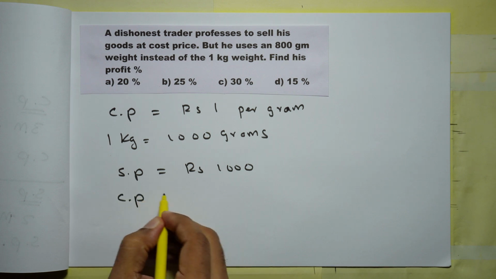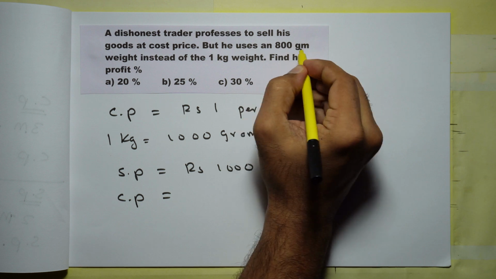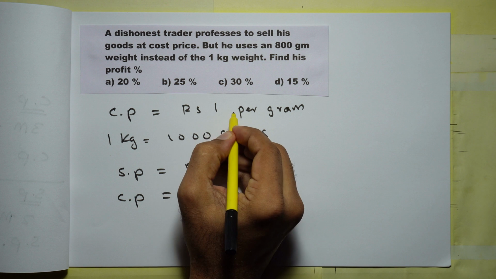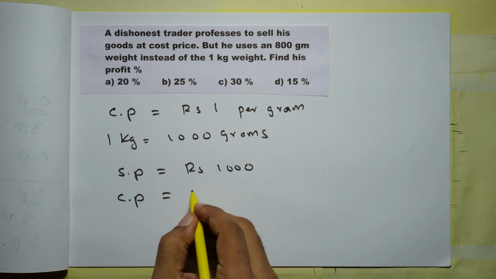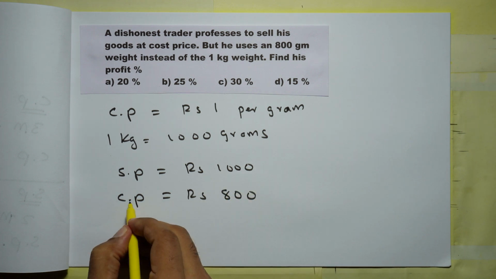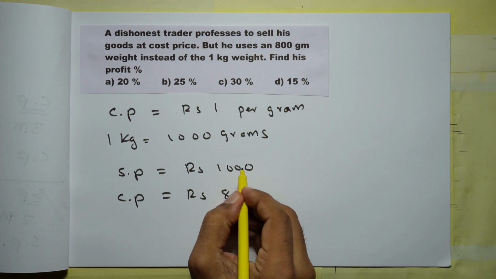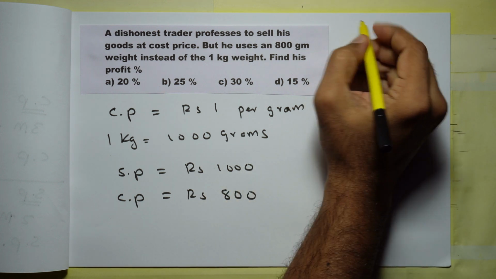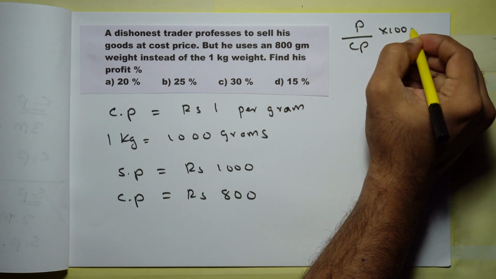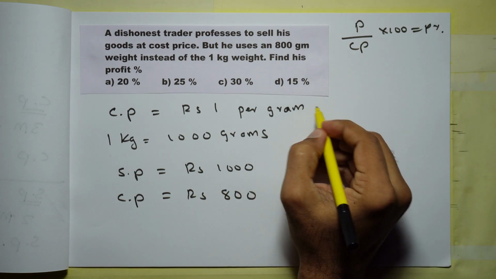Now next let us calculate his actual cost price. Now actually he is giving only 800 grams of that substance, and his cost price per gram is 1 rupees, and like that for 800 grams his total cost price is only rupees 800. So his cost price is 800 and he is selling it at rupees 1000. Then what will be the profit percentage? That formula is given as profit out of CP into 100 gives you profit percentage. So we'll just substitute into this formula.